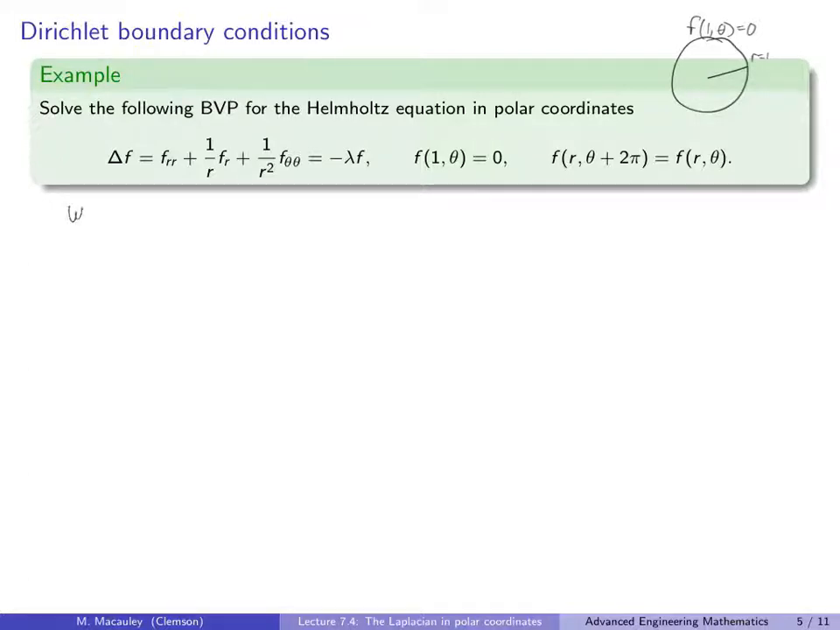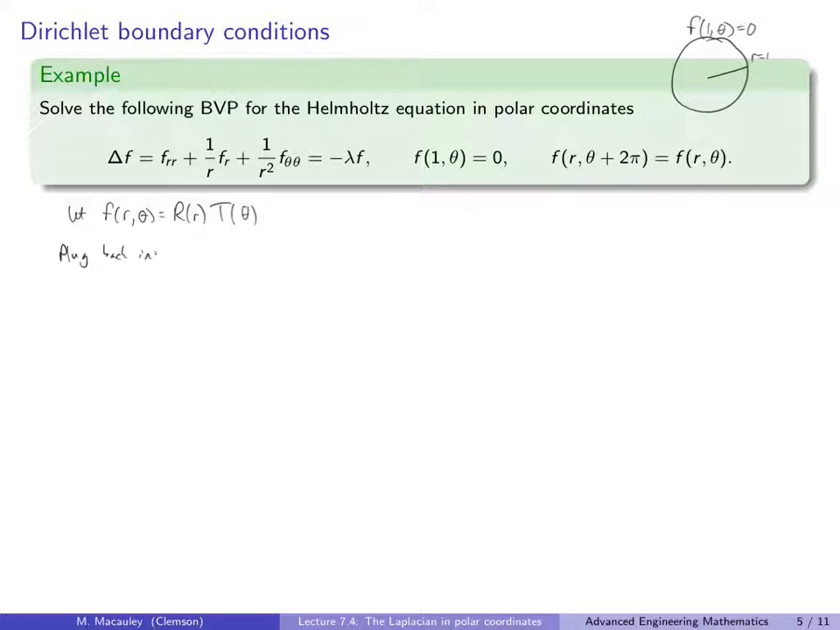So we're going to assume that our function f separates as a function, let's say big R of little r and big T of theta. And then we're going to plug this thing back into here. So let's plug back in. Now I'm not going to write down what all the derivatives are. I trust at this point you can do this in your head.